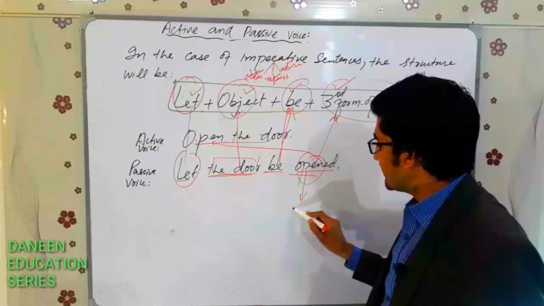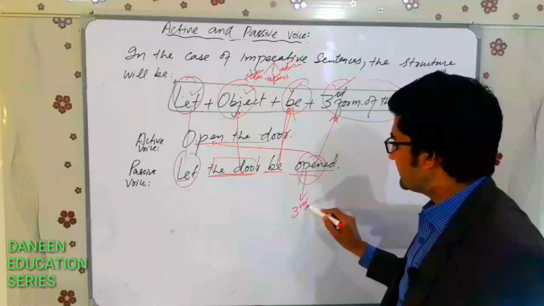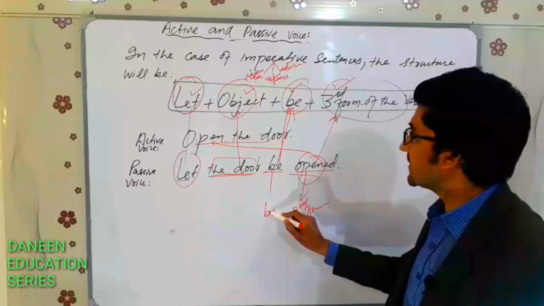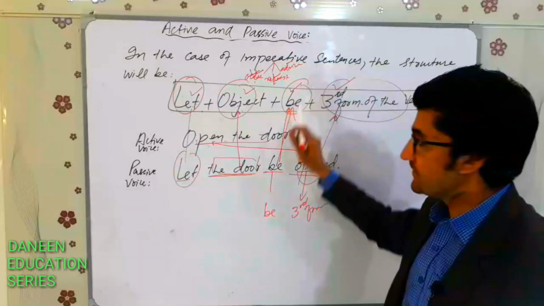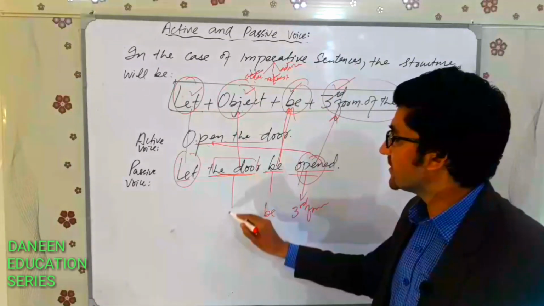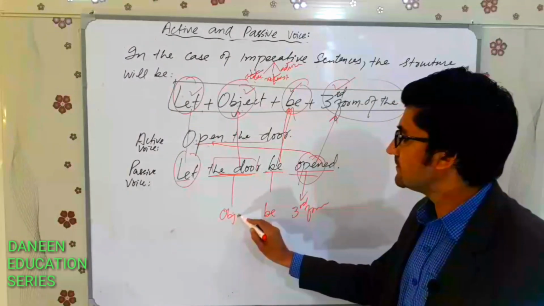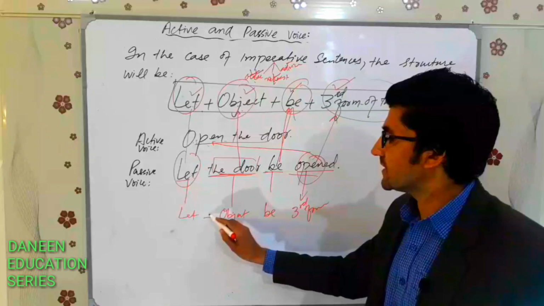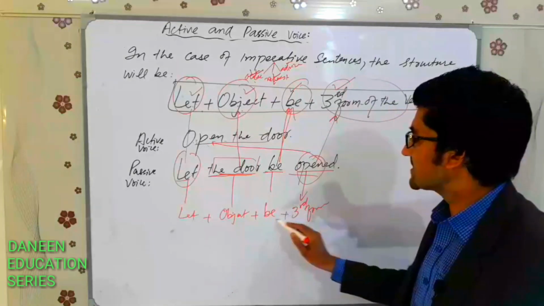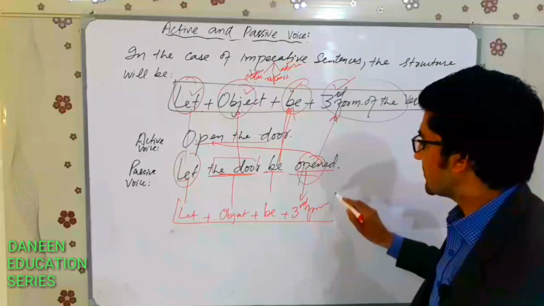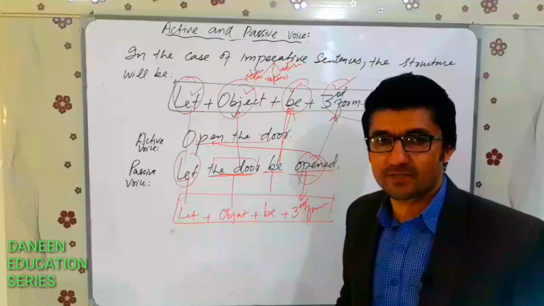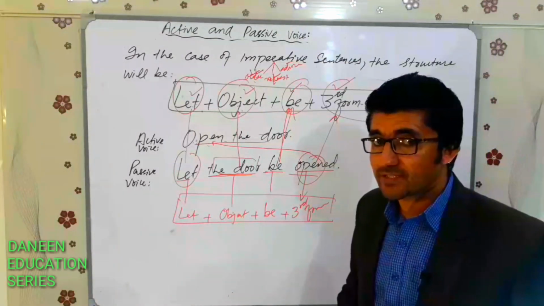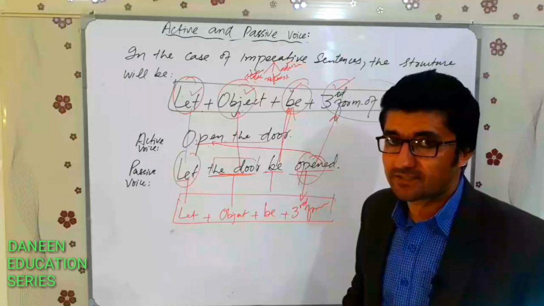Opened is the third form of the verb. Be is the word given in the structure. The door is the object. And let is the word given in the structure. So let plus object plus be plus third form of the verb is the structure of imperative sentence in its passive voice. I hope you have understood the topic of active and passive voice in detail.